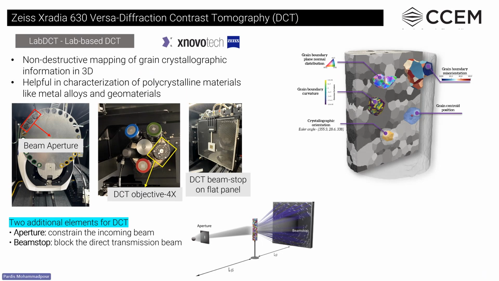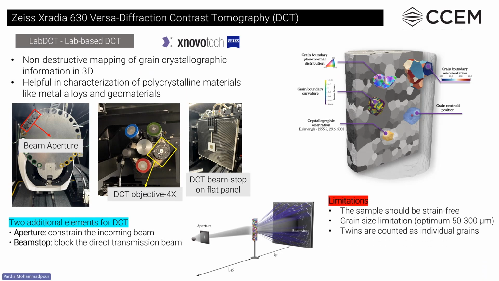There are still some limitations with the LabDCT technique. For example, the sample should be strain-free, and there is a grain size limitation. The size of the grains has to be between 50 to 300 micrometers to be optimal for DCT, and twins are counted as individual grains.